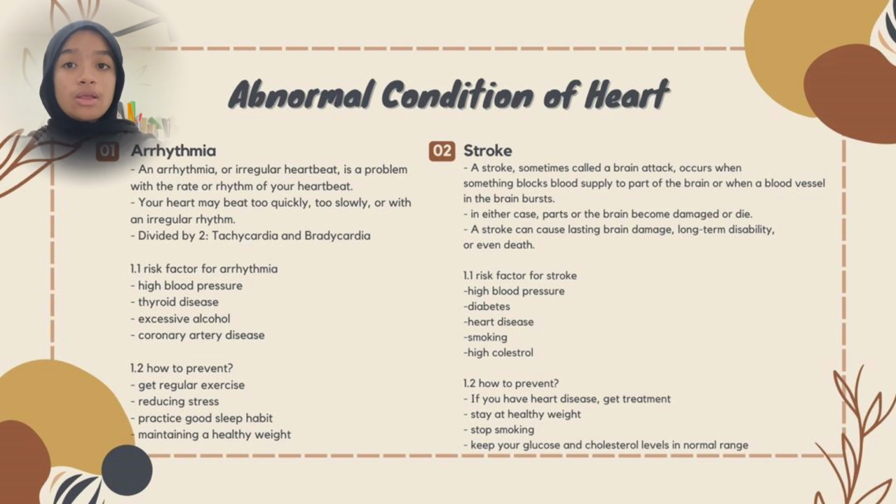So how to prevent it? Get regular exercise, reduce stress, practice good sleep habits, and maintain a healthy weight. Second is stroke. A stroke, sometimes called a brain attack, occurs when something blocks blood supply to part of the brain or when a blood vessel in the brain bursts. In either case, parts of the brain become damaged or die. A stroke can cause lasting brain damage, long-term disability, or even death.